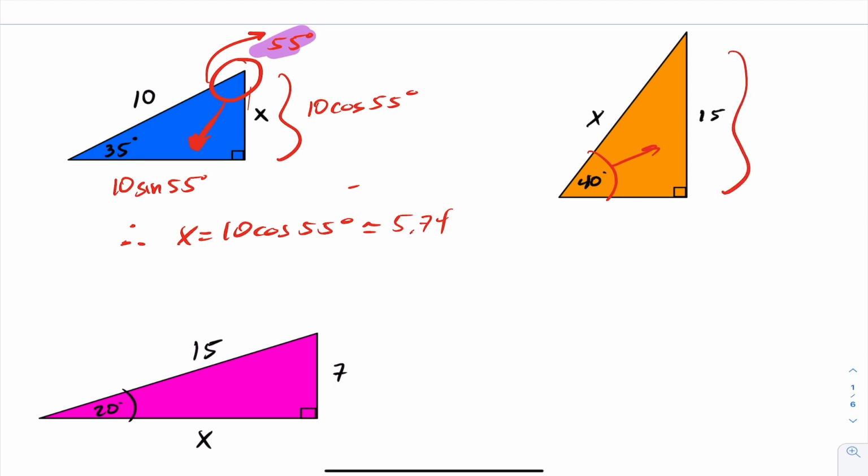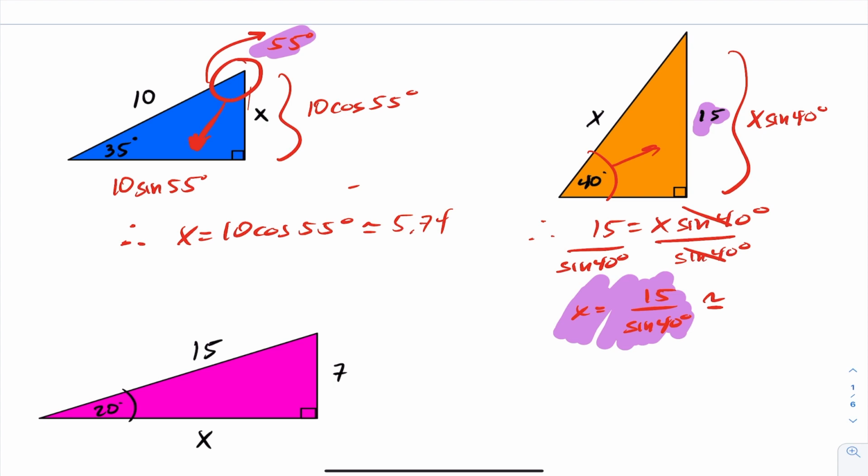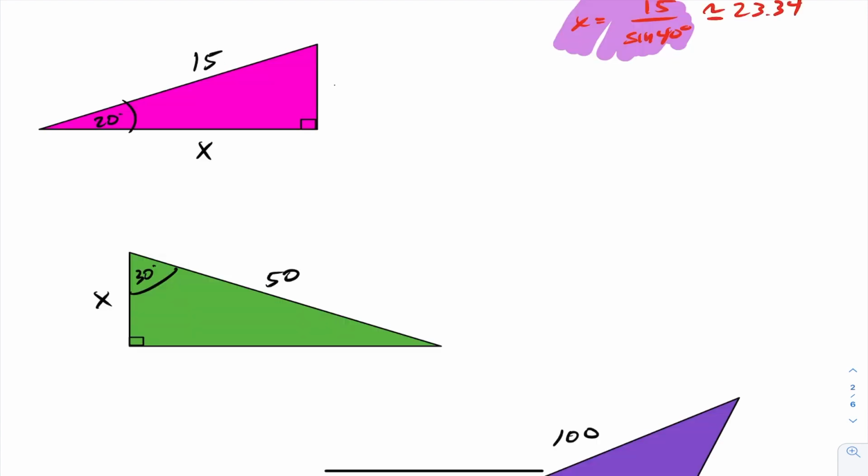Well, r cos theta, we know the length here is 15. It's given to us in the question, but I also know by definition this length is going to be r sine 40. So this will be x sine 40 degrees. So therefore we have 15 equals x sine of 40 degrees. I want to solve for x, so I'm going to divide across by the sine of 40 degrees. These cancel. I get x equals 15 divided by the sine of 40 degrees. If you punch that in on your calculator, you'll get approximately 23.34.